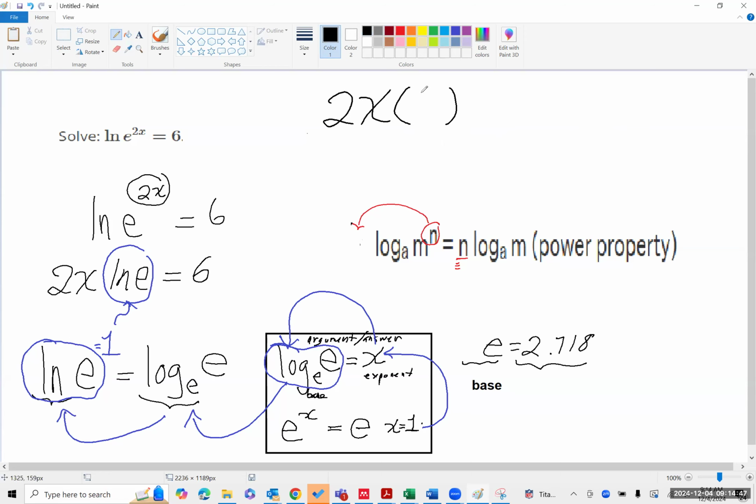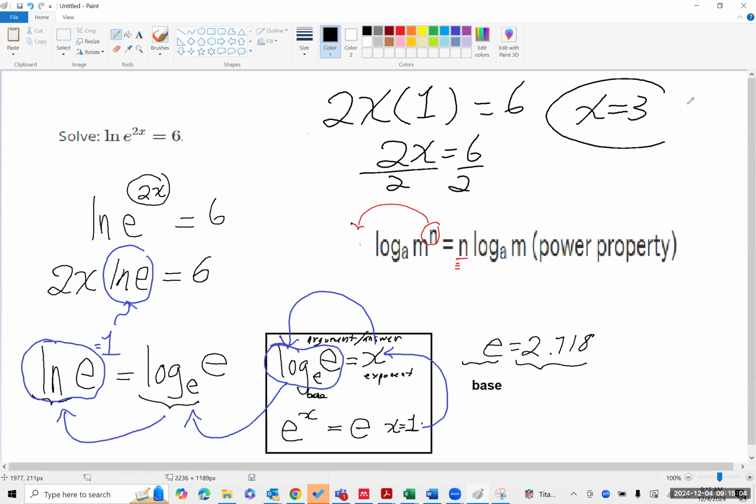And so I'm left with 2x times 1 equals 6. 2 times 1 is 2, so this is 2x equals 6, divided by 2. Then guess what? x is 3. Now that's this x. Remember I said those x's were different. But the answer to our problem is x equals 3.